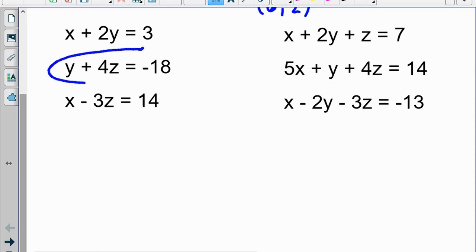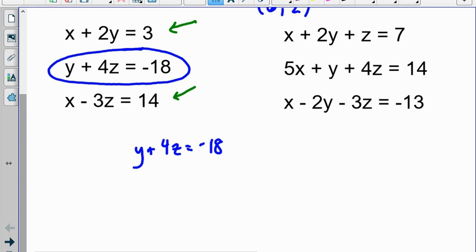So what I would do is take a look at y plus 4z equals negative 18. And if you take a look at that, we want to get another equation that has just y's and z's in it. The reason I picked y's and z's is if you look at these two equations, it'll be very easy to eliminate x from these two equations. So if I take x plus 2y equals 3 and x minus 3z equals 14, it should be pretty easy to eliminate by multiplying one of these equations by -1.